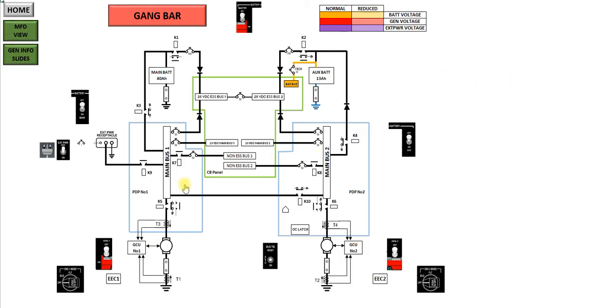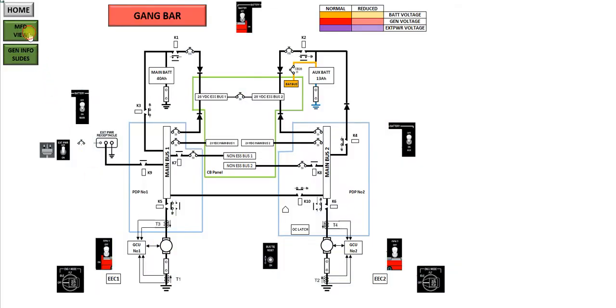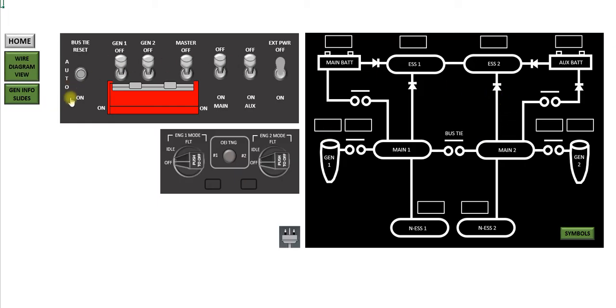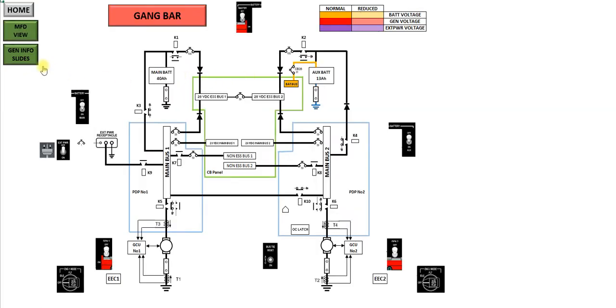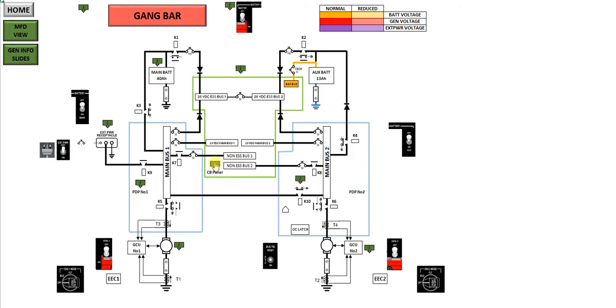Okay, you see when you go to the electrical system page, you have a wide diagram view, a few buttons here, the home button, that just takes you back to the home screen. MFD View will take you down to what you'd see in the aircraft on your electrical synoptic page. Back to wire diagram and your general info slides button. Similar concept to the hydraulics. These information arrows will appear, you click on those, and it just takes you to further information on the system.